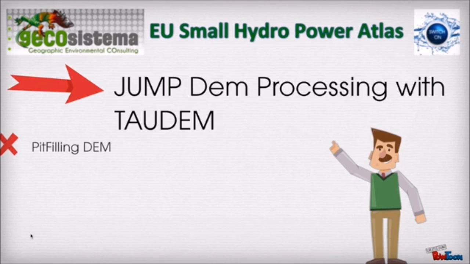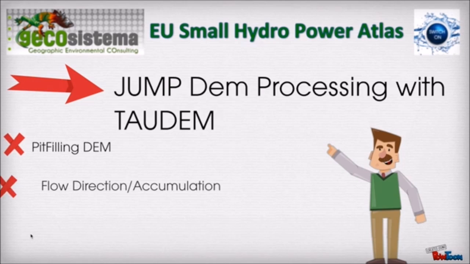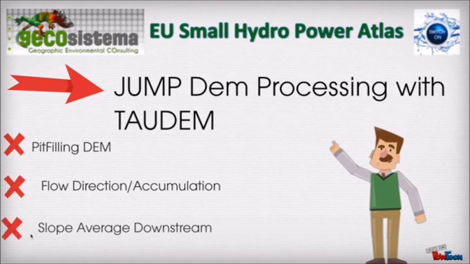Next variable of interest is the jump downstream along the river network. We estimated the jump by processing the digital elevation model with TauDEM algorithms. First of all, we evaluated a depressionless DEM, and then we calculated flow direction and flow accumulation. At the end, with the slope average downstream function, we evaluated jump downstream along the river network.